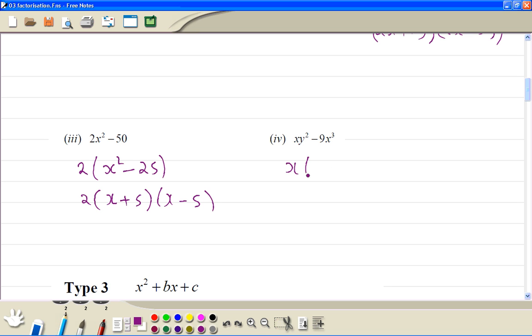x is a common factor, so it's y squared minus 9x squared. Now difference of two squares, so it's y minus 3x times y plus 3x.